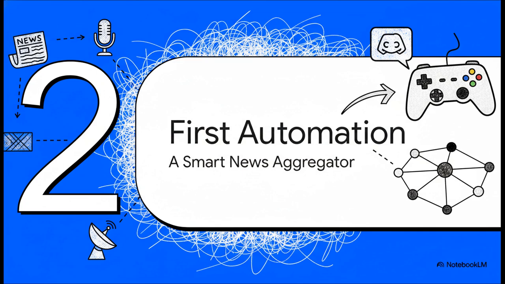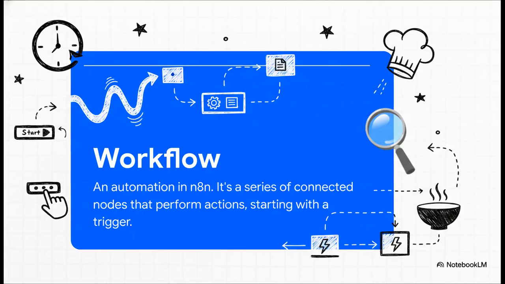All right, enough talk. Let's get our hands dirty and see how this actually works. We're going to build a really cool, practical automation, a smart news aggregator. The goal? To automatically grab the latest news and pop it right into a Discord channel for us to see. Okay, first things first, let's get the lingo down. In the world of n8n, an automation is called a workflow. Just think of it like a recipe. You have a trigger that kicks things off, maybe it runs every day at 9 a.m., or maybe you click a button, and then it just follows all the steps you've laid out.